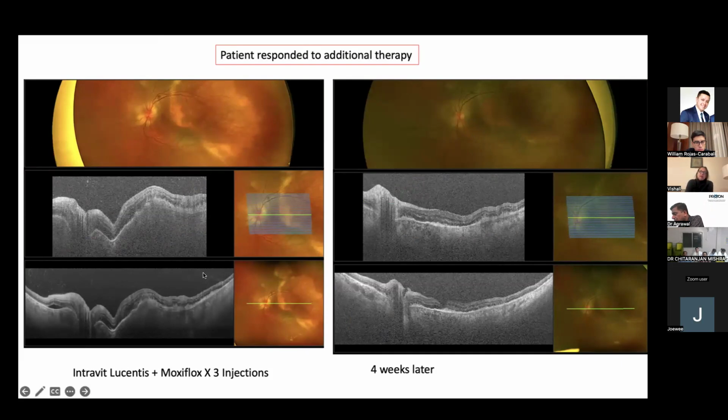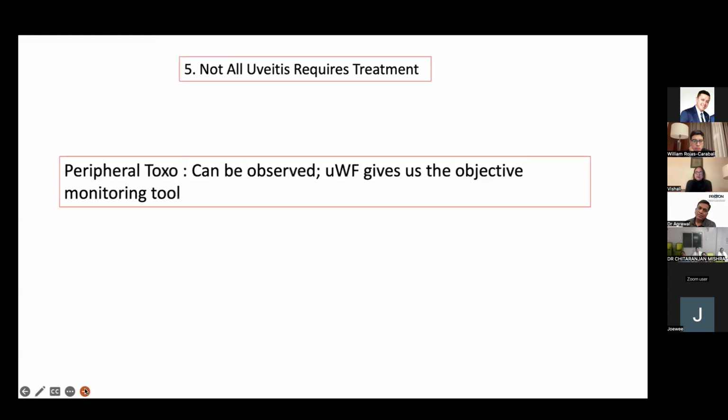This picture on the left is before we gave, and the picture on the right is after receiving 3 injections of intravitreal ranibizumab and moxifloxacin 4 weeks later. ATT is continued, and we did not interfere with the systemic therapy because he had the other eye also involved. We just added local therapy to it.